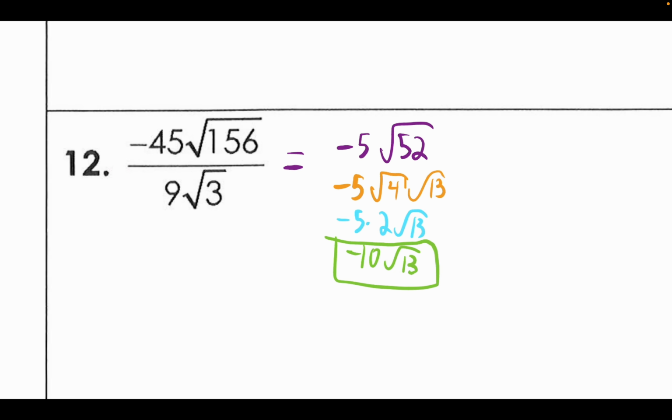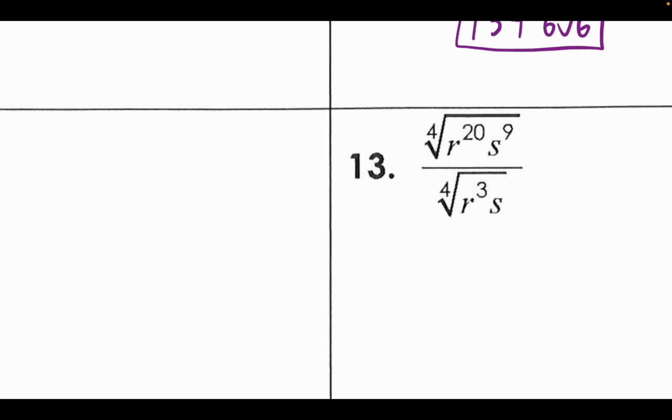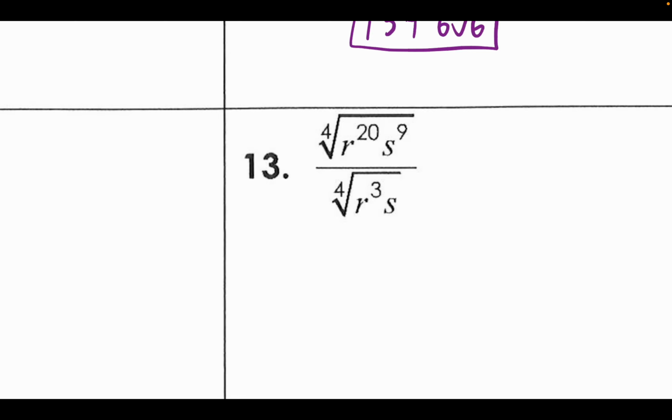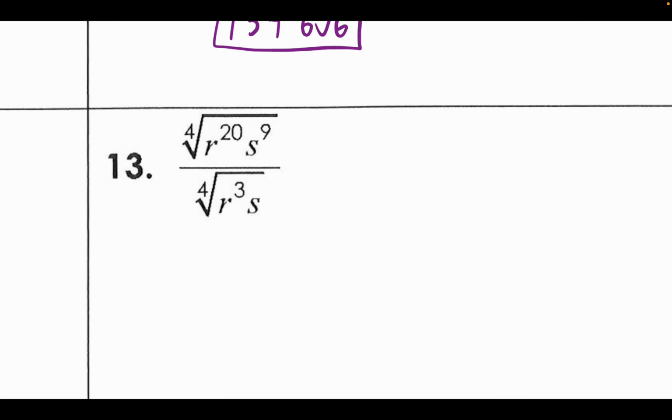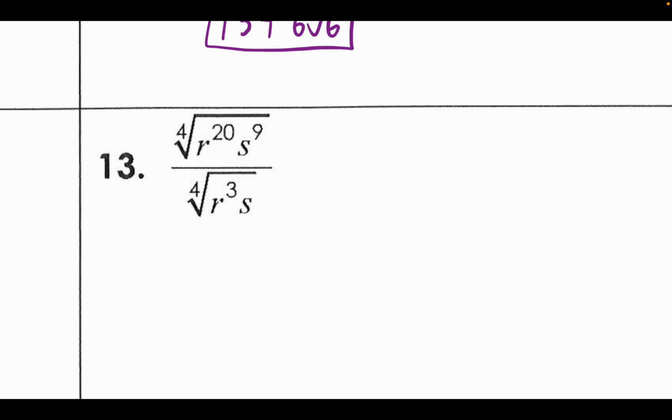Moving on to number 13. Same thing here, but with variables. And remember, when the bases are the same base, the same variable divide, we subtract the exponents. So inside and inside, we subtract those exponents. 20 minus 3 gives us r to the 17th. I should make sure that this is inside the 4th root. And then 9 minus 1 for s is s to the 8th.